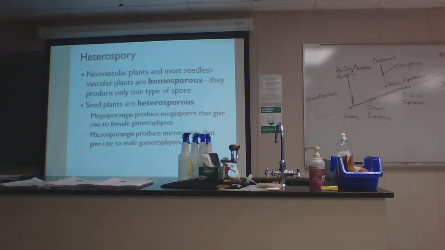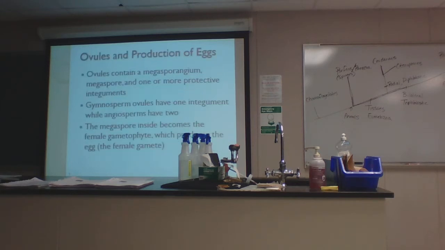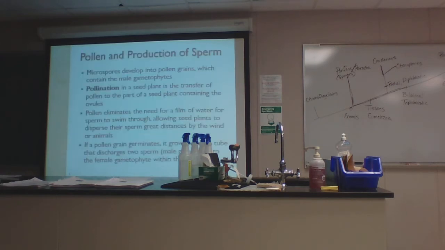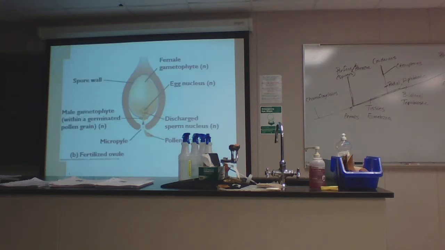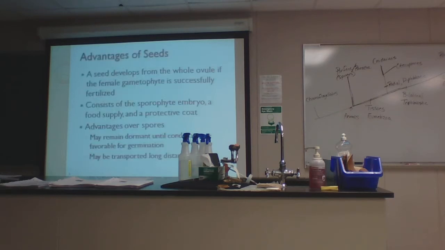Okay. Ovules, those become the seeds. And they also contain the female gametophytes. And then, so there's the ovule there. Then the pollen, that contains the male gametophytes. And when they get together, that's pollination, which produces the seed. Okay. You should also know the advantages that seeds give a plant.